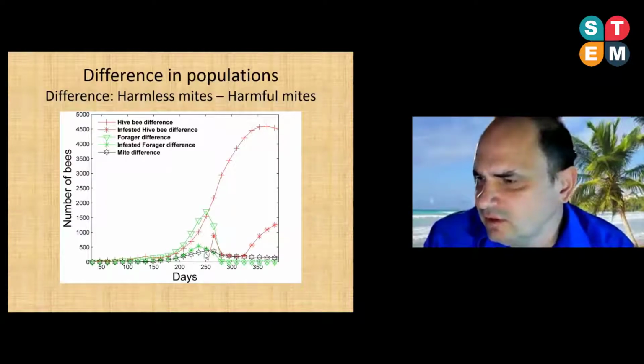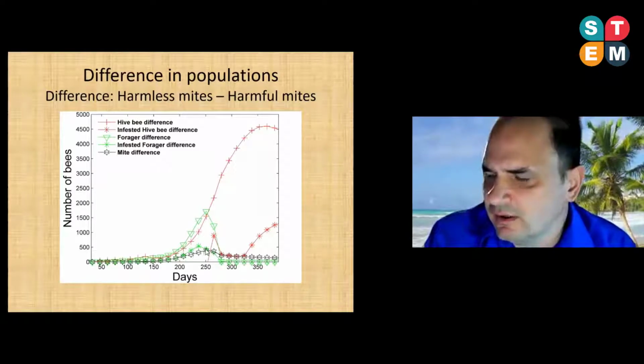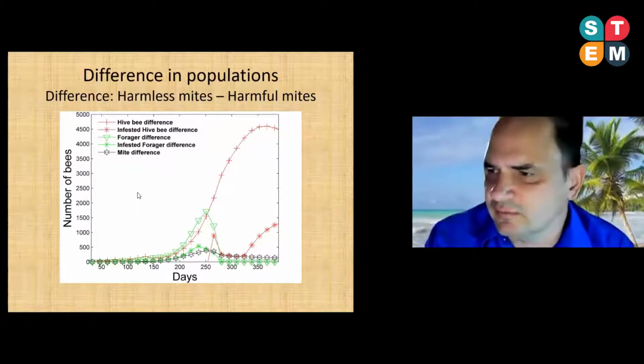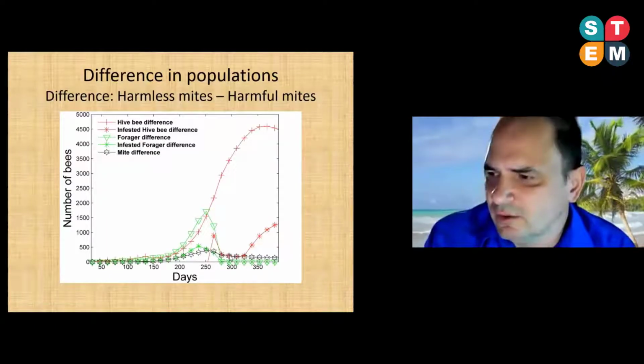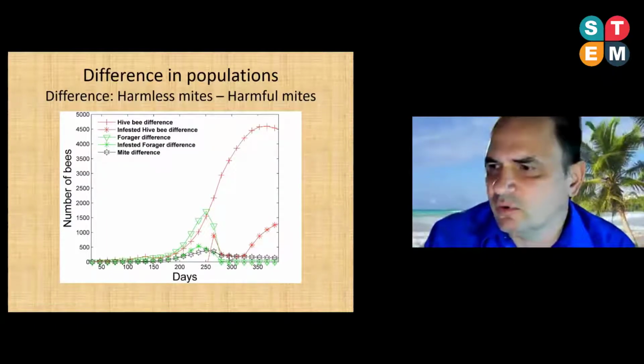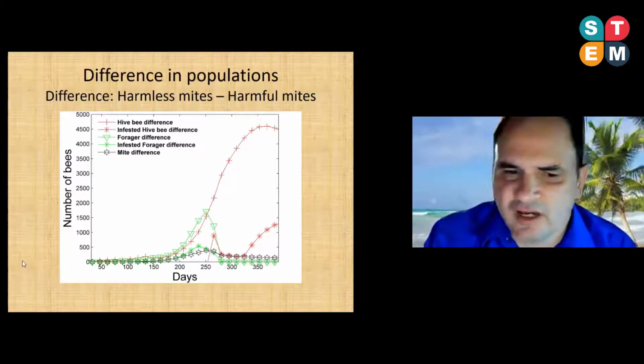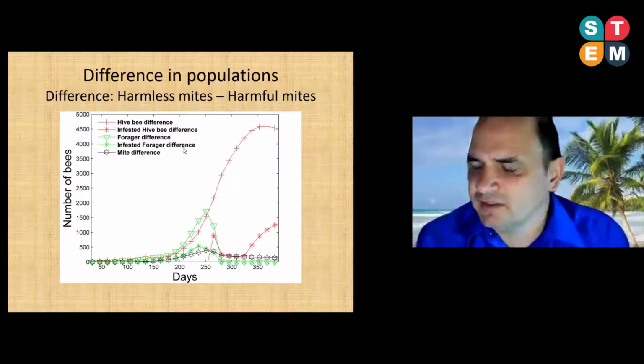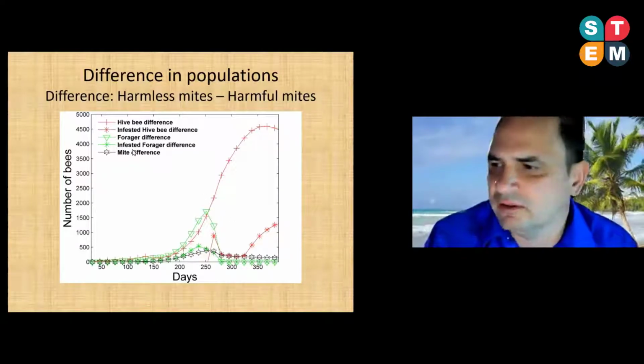And again, we see here the mites actually are increased when they are harmless. So the mites actually have a negative effect on themselves when they negatively affect the population. They do better when they don't decrease the mortality of the bee caste. And this simulation didn't proceed into the second year. The mites killed off the honeybee colony.